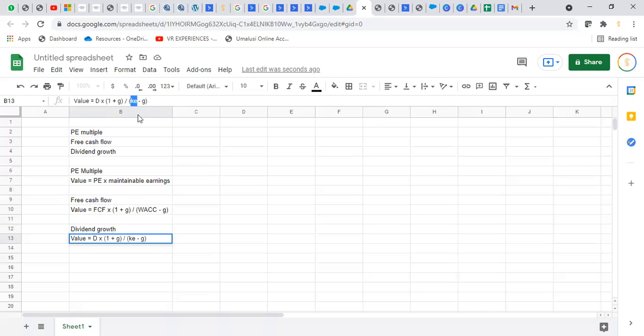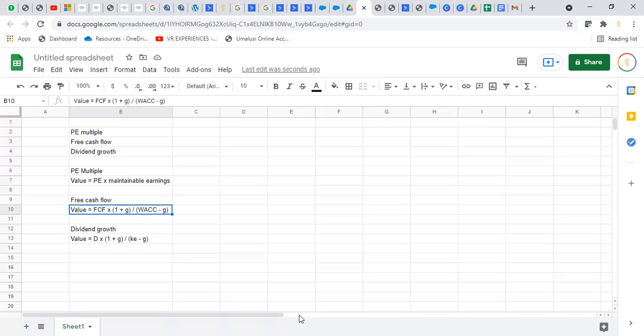So now you're going to see how we're going to do this formula. The way we're going to do this, we do the exact same as free cash flow. I'm going to go into a very basic example, but this basic example is critical because it teaches an important concept.